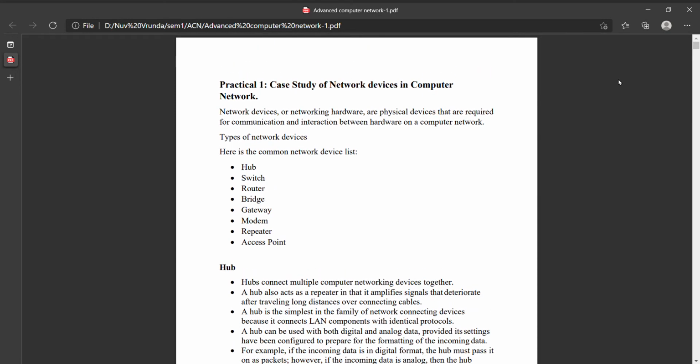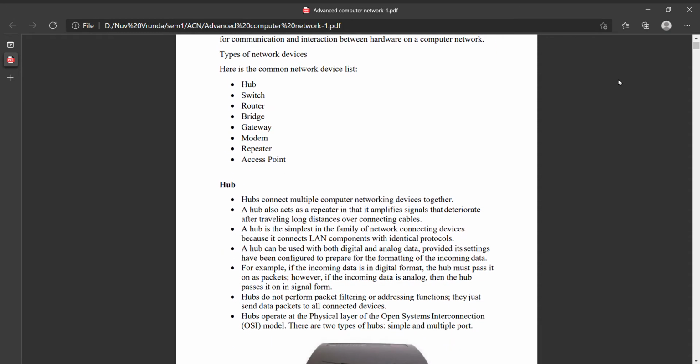Okay, the case study of network devices in a computer network. Network devices are hardware and physical devices that are required for communication and interaction between hardware on a computer network. Which are the types of network devices? We include a hub, switch, router, bridge, gateway, modem, repeater, and access point.